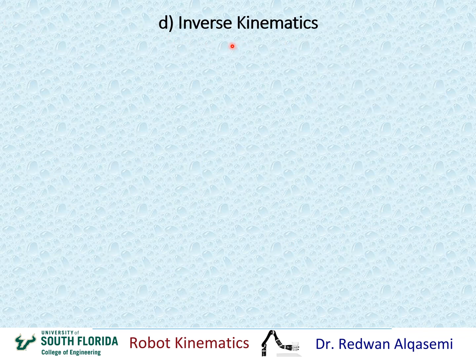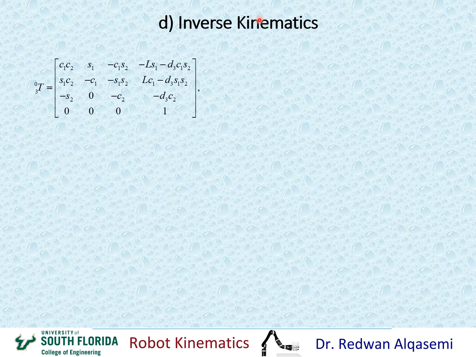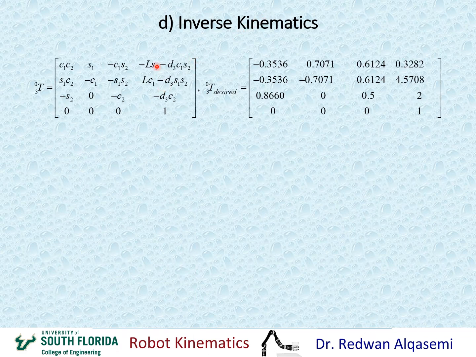Part D here is inverse kinematics, and we are required to find Q desired when we are given T desired. So the desired transformation matrix that the robot has to go to, we can use that to find Q desired that would take us to that location. Here I put side by side two matrices. The first one is the general form that we found through forward kinematics, this transformation matrix. And this matrix here is the desired transformation matrix that was given in the example.